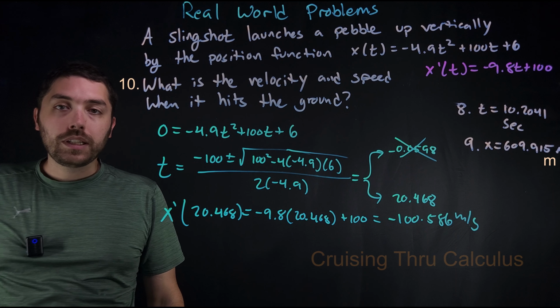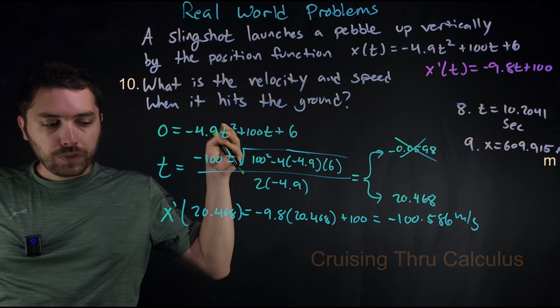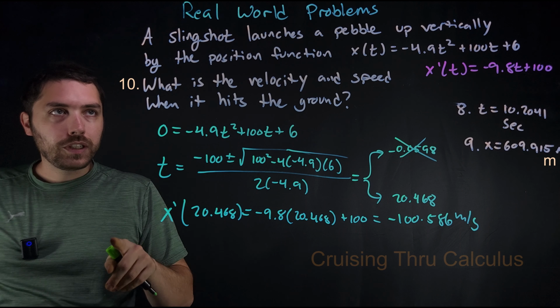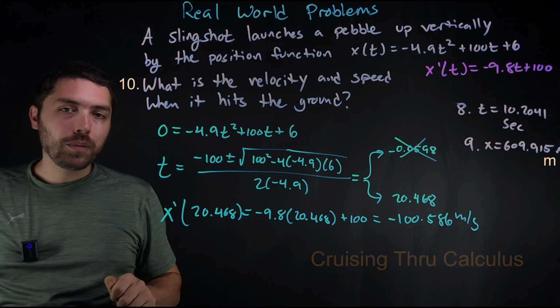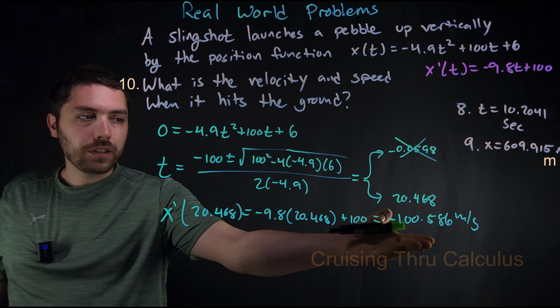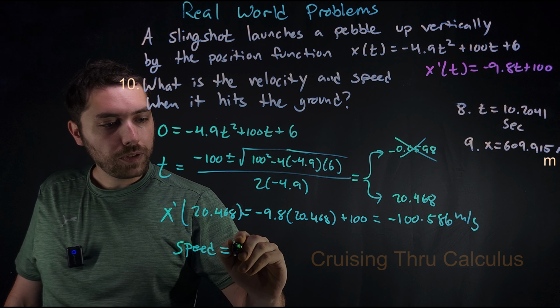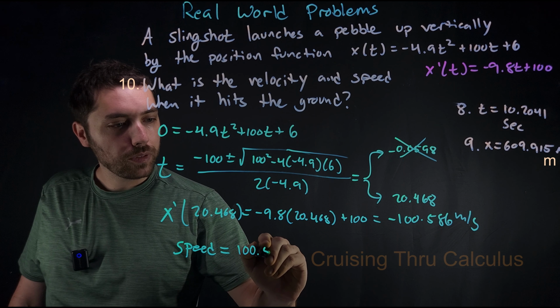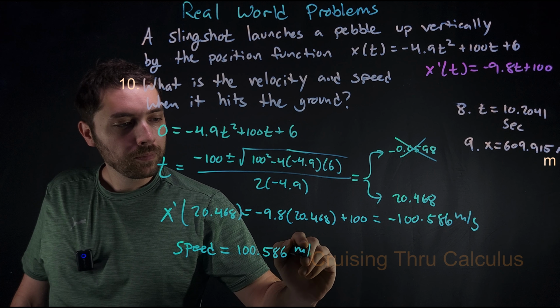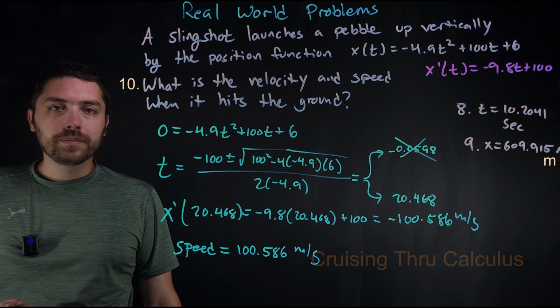Now, that's your velocity, and it is okay for velocity to be negative. In this context, it means that the object was falling down when it hit the ground. Definitely makes sense since we're talking about a slingshot launching a pebble. In order to find speed, all we need to do is take our velocity and just make it positive. Believe it or not, it's really that simple. You can even think of it like finding the absolute value of velocity. And there we go. That's the final answer to this problem.